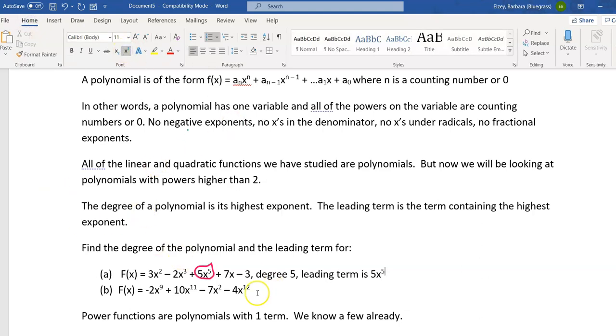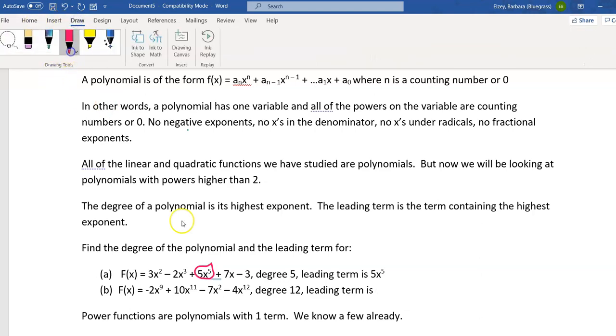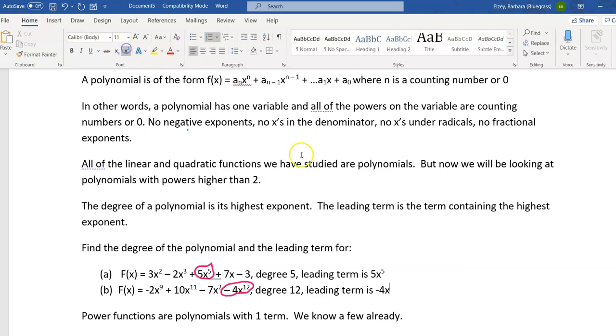All right, now let's do our second one. Highest exponent is 12. So this is a degree 12 polynomial. Its leading term is the term that contains that x to the 12th, so all of it, including the number out front, so negative 4x to the 12th. Now, that negative is very important, as we'll see here in a few minutes, so don't forget it when you're listing your leading term.